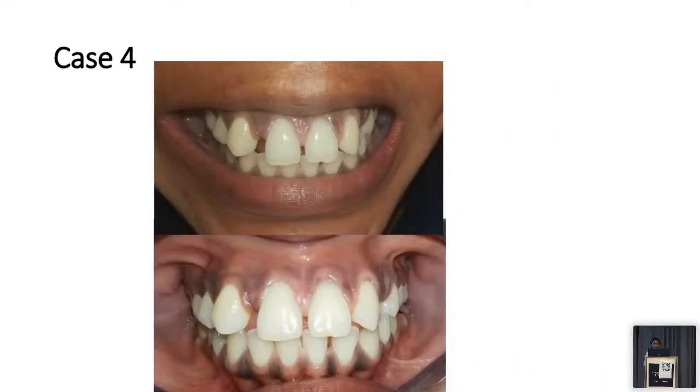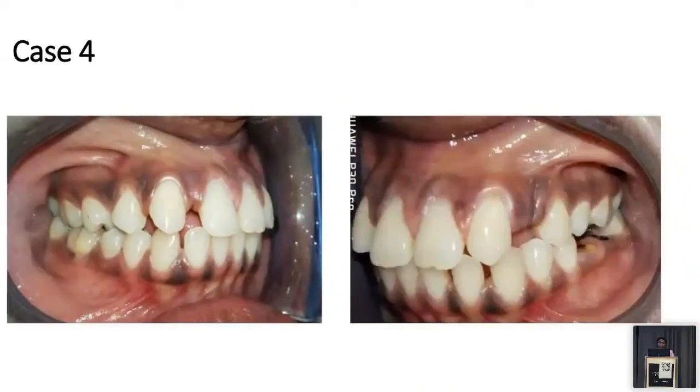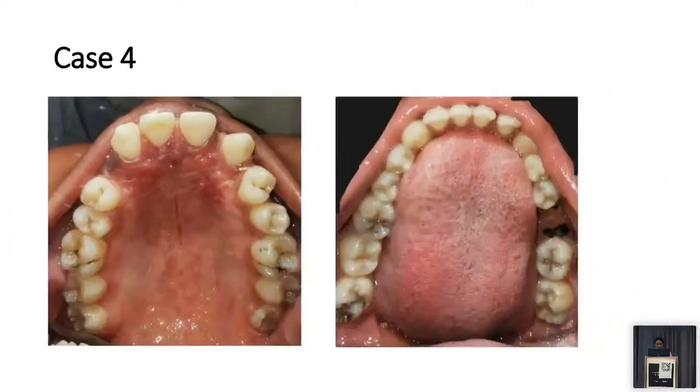Case number 4: doctor, I want my smile to be better. I don't understand what's going on. Help. Obviously, you can see that the 12 and the 22 are missing. The oral hygiene is okay. And then we have the 36 as a root rest and most of the teeth requiring dental restorations.